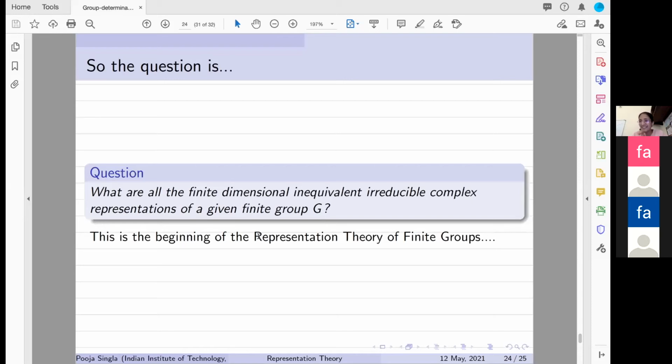Of course, it has taken many more directions. This is not the reason why people study representation theory of finite groups, but this was the beginning. Okay, so I think I'll stop at this point.